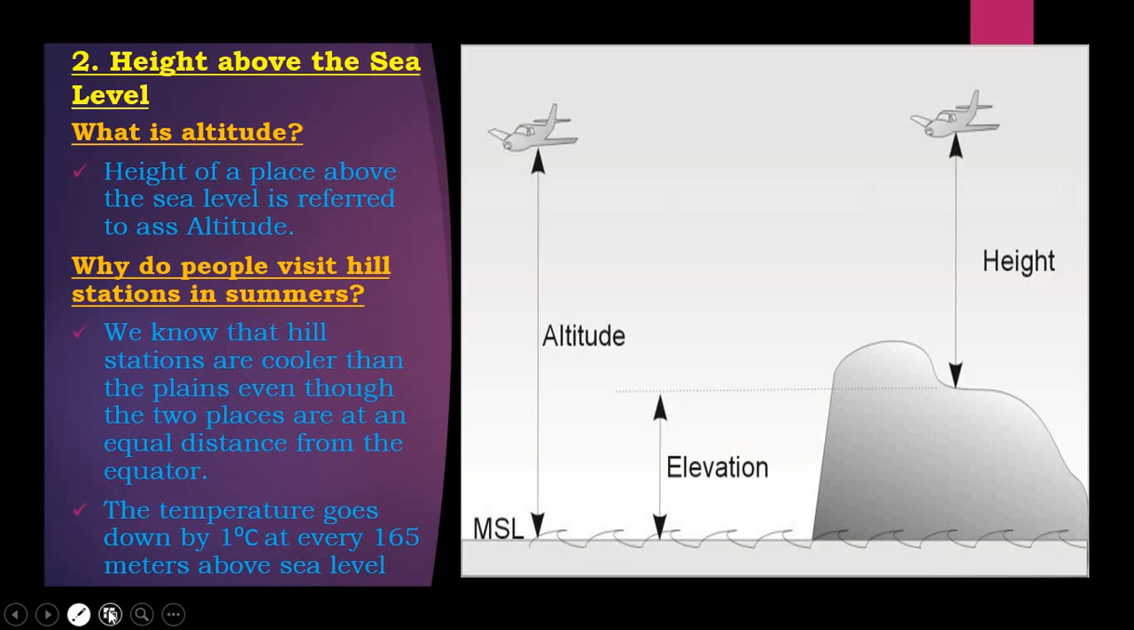So, as we go higher from the sea level, the temperature decreases. The temperature decreases because the atmosphere is thinner and it absorbs less heat.